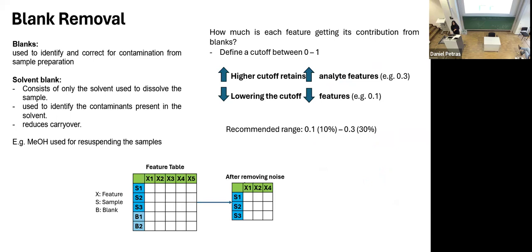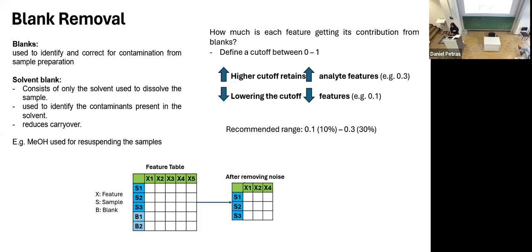The next important step is to remove the blanks, or the blank features. Blanks are usually used to identify and correct for contamination from the sample preparation. It could be different sorts of blanks, like solvent blanks, extraction blanks, and so on. For example, the methanol, which is what we use for resuspending the samples. So all of your samples also have these underlying features. It's necessary to remove all these background features from your feature table. This is what Stefan showed that you could also do in MZmine.